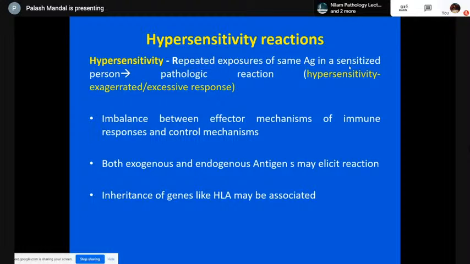And hypersensitivity reactions may be inherited. We will see the type 1 hypersensitivity reactions. The persons who suffer from that are known as atopic individuals. So it is inherited. A person having it might transmit the same thing to his progeny, his children. So that is how it is inherited.